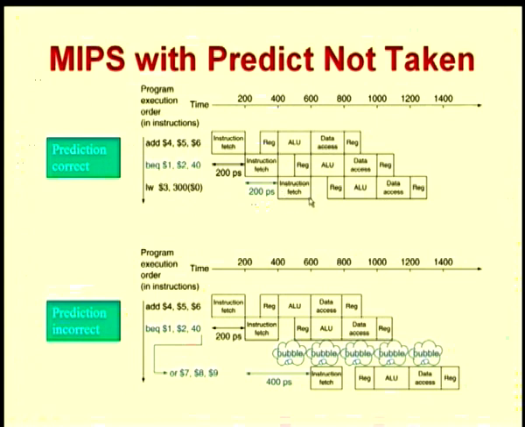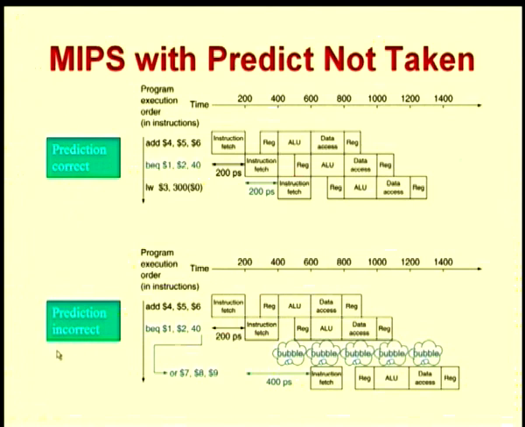Now, by the time this comes to the decode stage, the branch outcome would have been determined. Therefore, I know that the branch is not taken, that this equal to condition was not met. So, I should continue with the execution of this instruction which has already come into the pipeline. This instruction will go to the ID stage, then the EXE stage in the next clock cycle, and so on. This is what will happen if the prediction was correct.